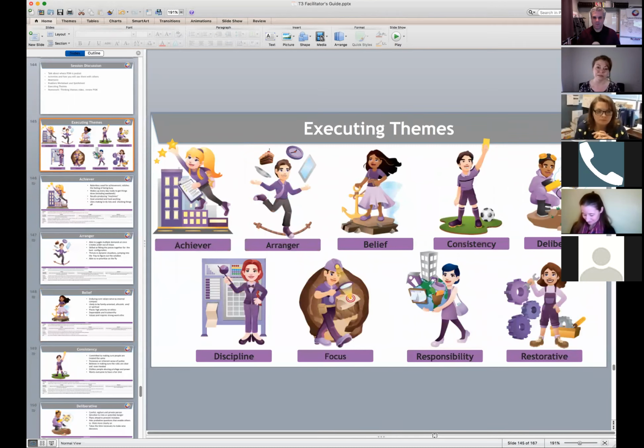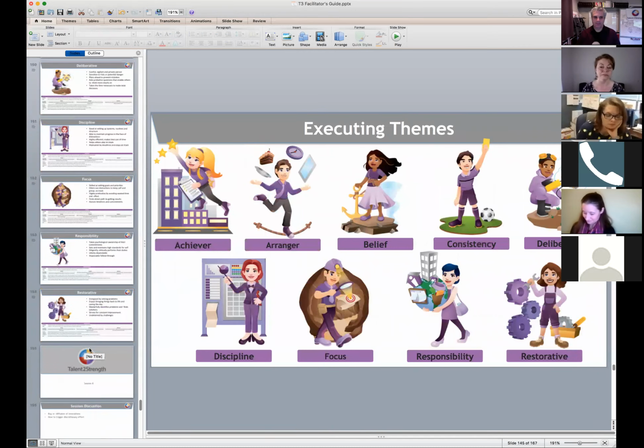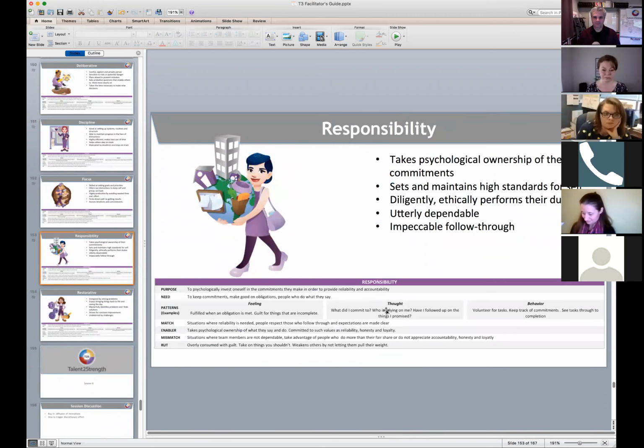I have a question about responsibility. I know someone who has adaptability number 2 and responsibility number 4. Neither of us have really connected him to that responsibility theme. Adaptability makes sense, but responsibility not so much. So what does raw responsibility look like?